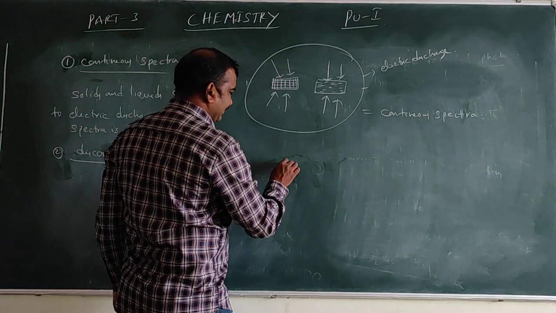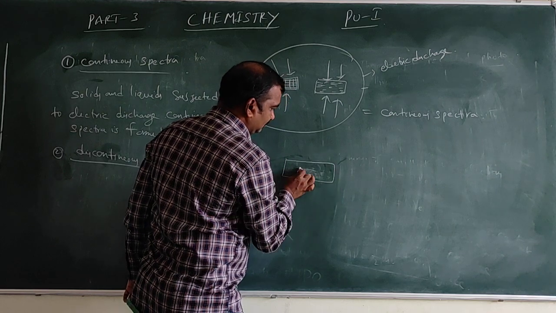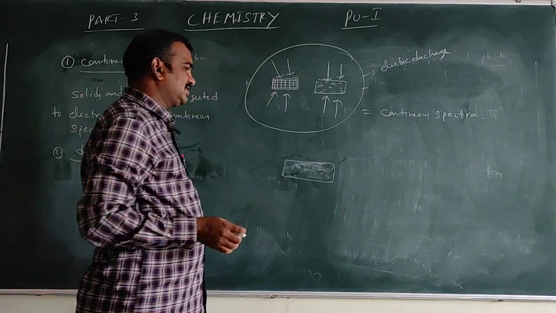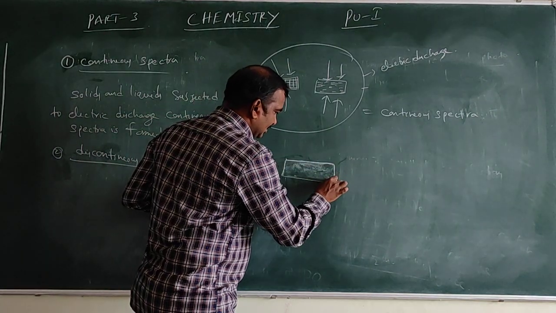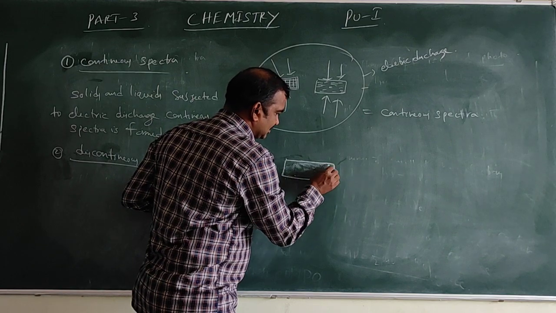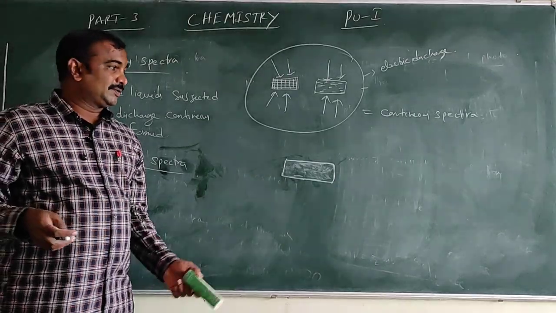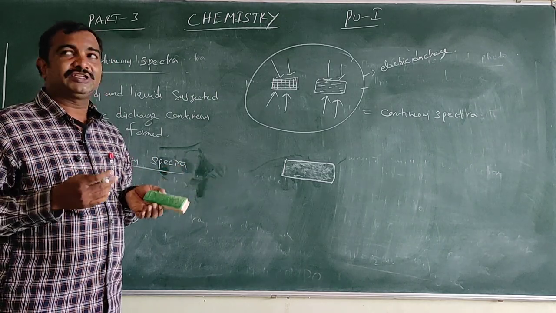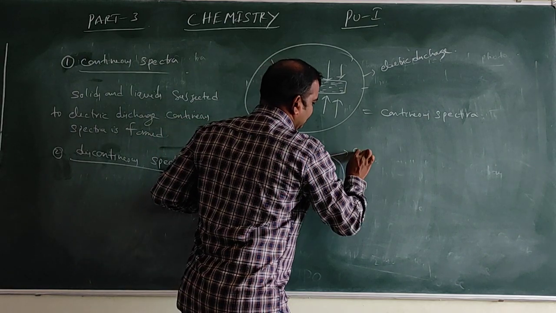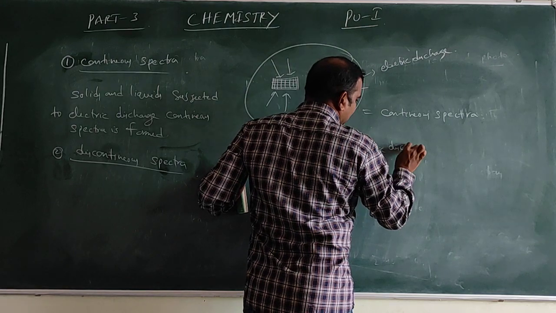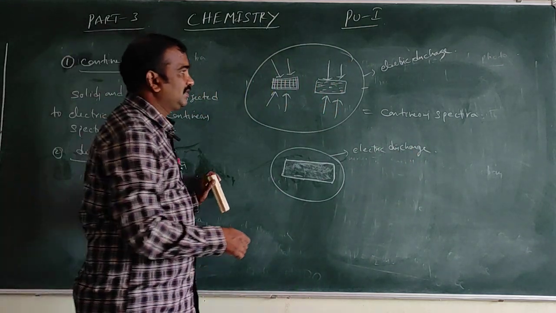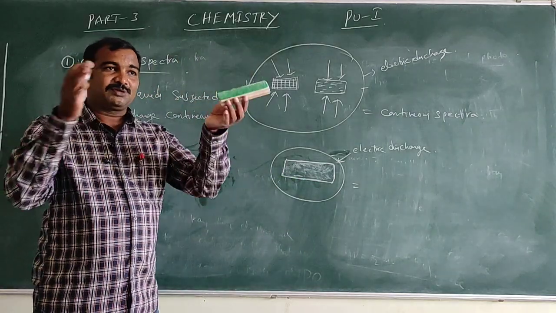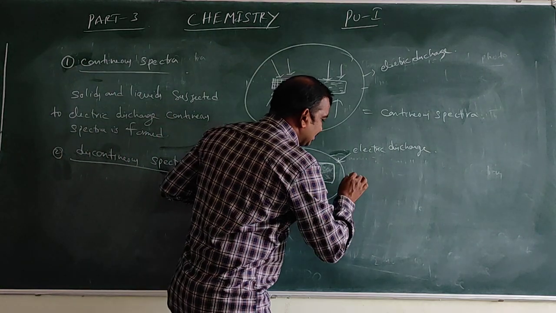Discontinuous spectrum. See here, this is a gas. Look at the gas. In a gas, intermolecular forces are lesser, and particles are not as closely packed as in solids and liquids. So particle-to-particle distance is more here. So when it is subject to electric discharge, the intermolecular forces are less, the particles are not closely packed and distances are more. So only here the discontinuous spectrum is formed.